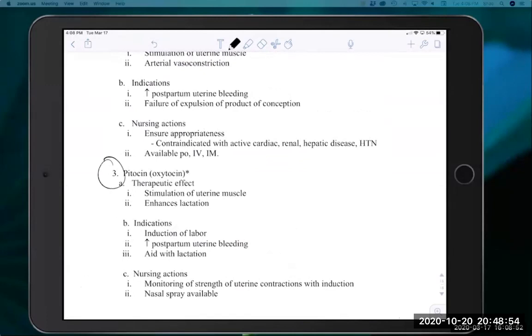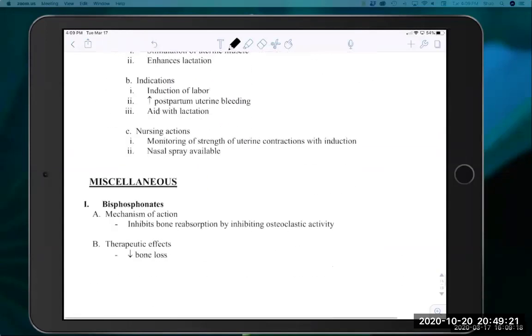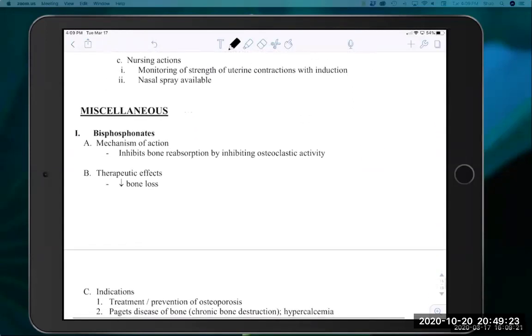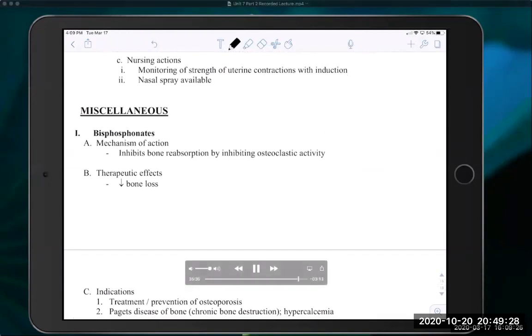With oxytocin, the therapeutic effect is we stimulate that uterine muscle. It also enhances lactation. So indications would be induction of labor. If we want a mommy to go into labor, we could give this. And then if our patient has, important to remember, increased postpartum uterine bleeding, we can give that too to help that muscle contract and clamp down and slow down or stop the bleeding. And then again, it aids in lactation. So nursing actions, monitor strength of uterine contractions with induction. And then there's also a nasal spray available, although I've actually never seen that, but there is.